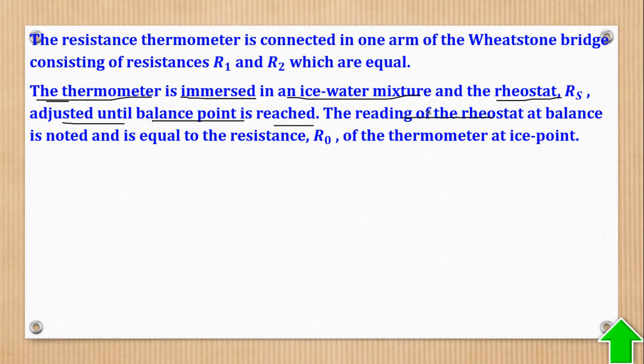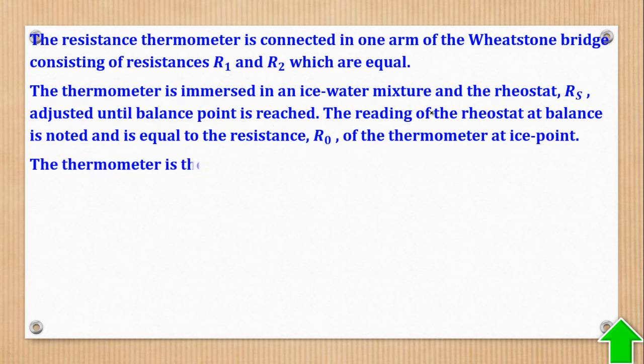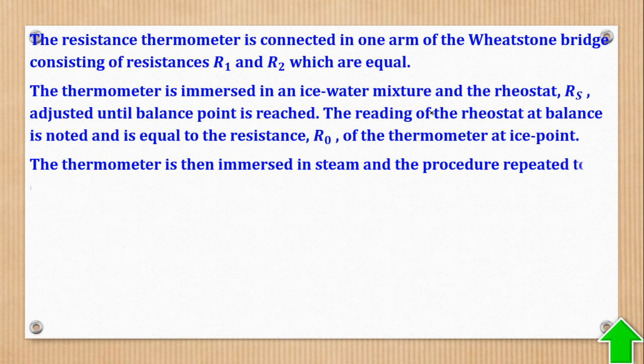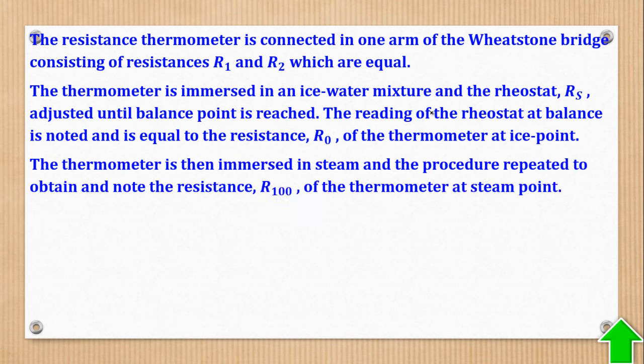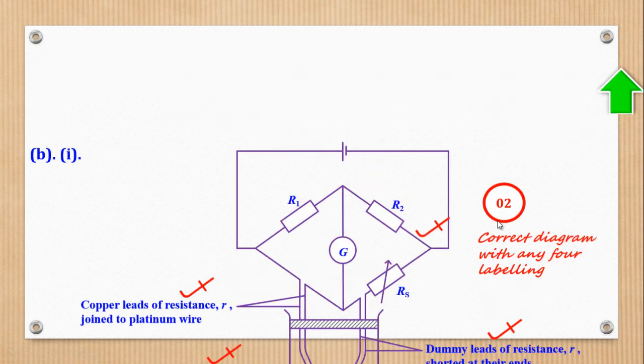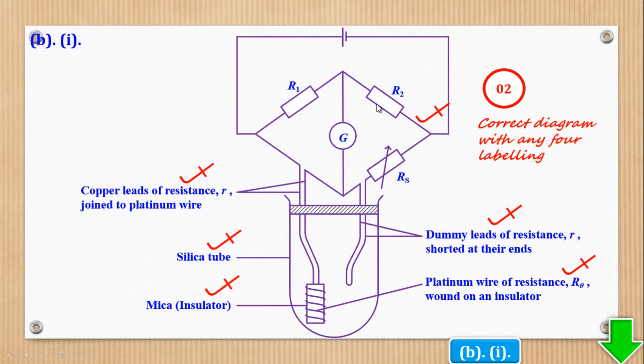The reading of the rheostat at balance point is noted and it will be equal to the resistance R0 of the thermometer at ice point. So that is the reason why these two were made equal, so that this and this arm are also equal.